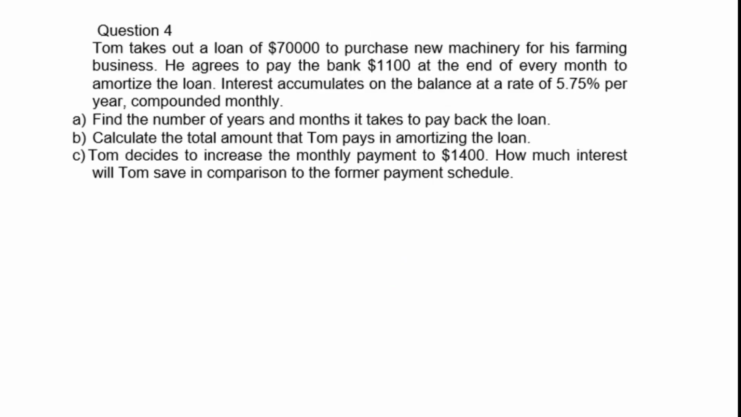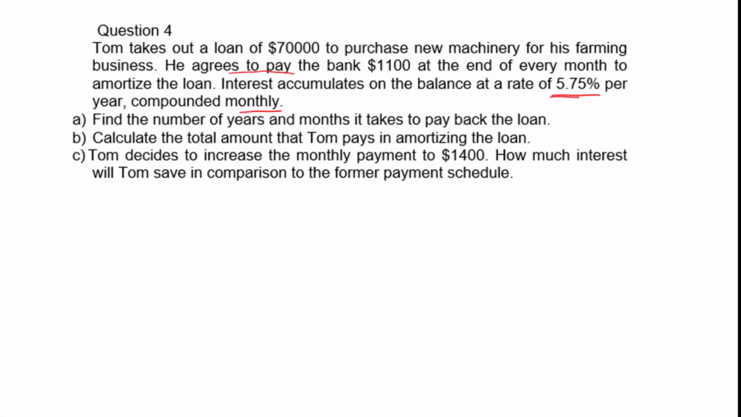Let's go to question 4. Tom takes out a loan of $70,000 to purchase new machinery for his farming business. He agrees to pay the bank $1,100 at the end of every month to amortize the loan. Interest accumulates on the balance at a rate of 5.75% per year, compounded monthly. Find the number of years and months it takes to pay back the loan.